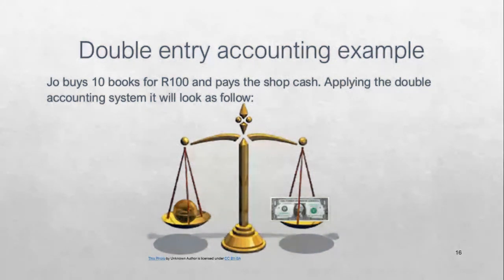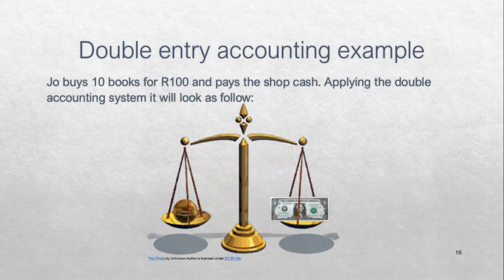Now, you need to look at who we're looking from. In this case, Joe buys the books for 100 Rand and pays the shop cash. If we look at the shop, yes, they would receive 100 Rand cash, which is debiting the bank, or if it's petty cash, then it would be petty cash. And we are giving out 10 books, so we're reducing our stock with 10 books, which is the credit stock, which makes our stock less.